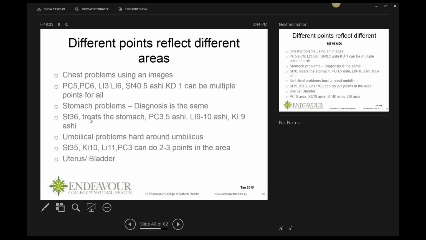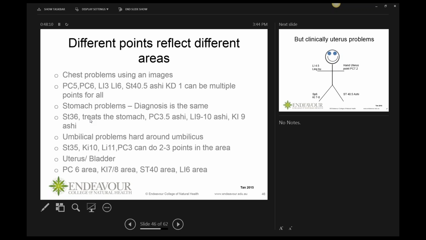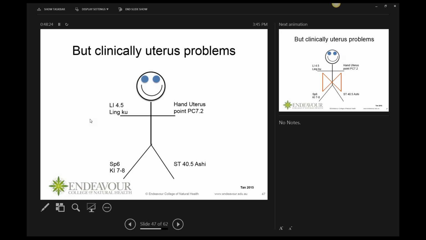And again, if it's lower down, uterus and the bladder, then we're using a reverse image, and we end up with many of the same sort of points that we've already picked. So pericardium 6, kidney 7 or 8, stomach 40, and large intestine 6. But then he went on to say that clinically, he's also found these ones work particularly well more for uterus problems. So large intestine 4.5, or as anyone that's looked at some Master Tung stuff, it's Ling Gu.